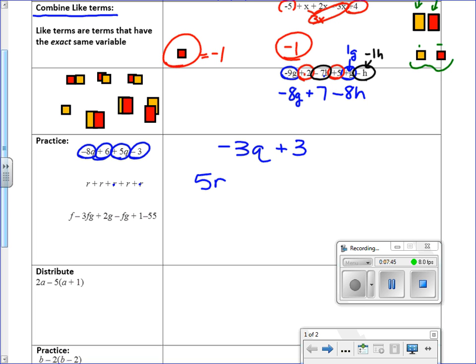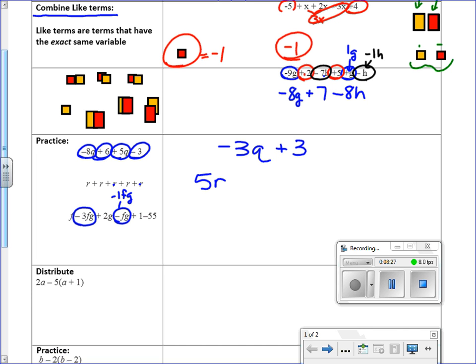Now this next one, I like this because we have F and G, we have G, and we have F. Now, this -3FG, the only thing that can be combined with it is -FG. Remember, that's -1FG. Even though there's a 2G and there's an F, those can't combine with the term FG, because these aren't exact, the same variable.